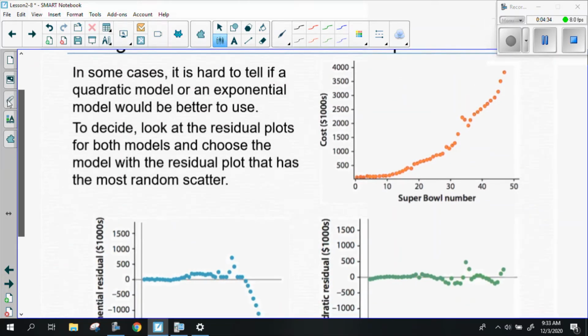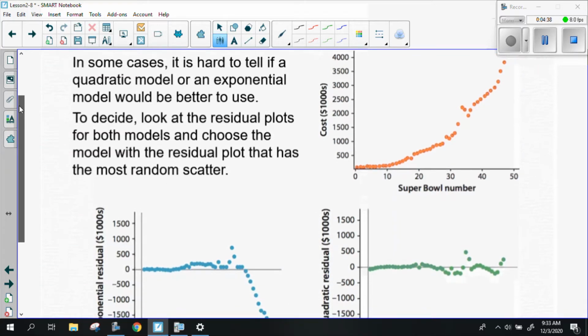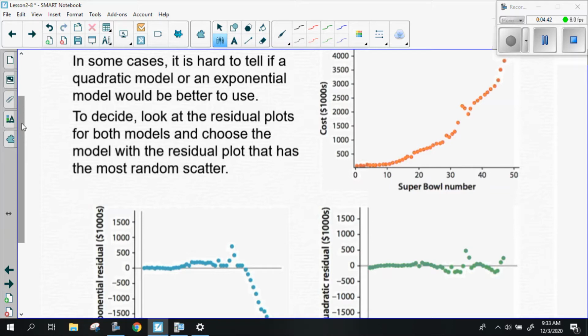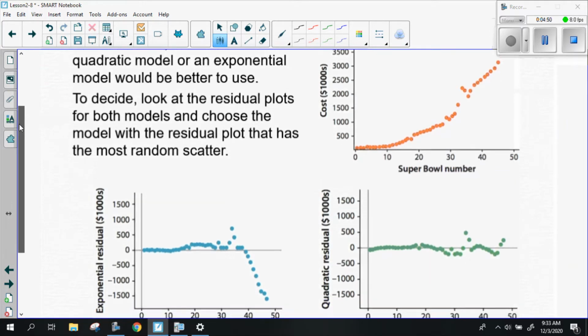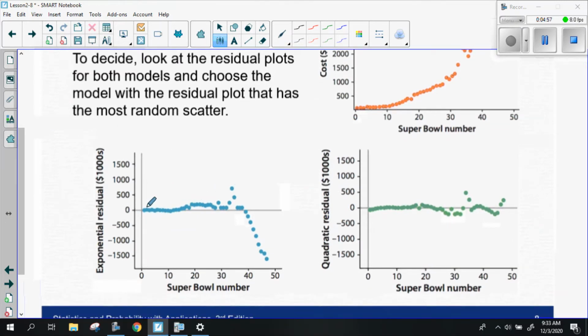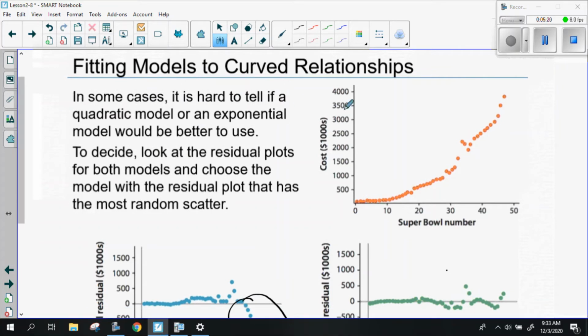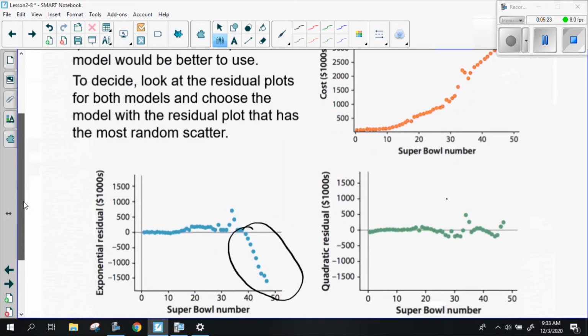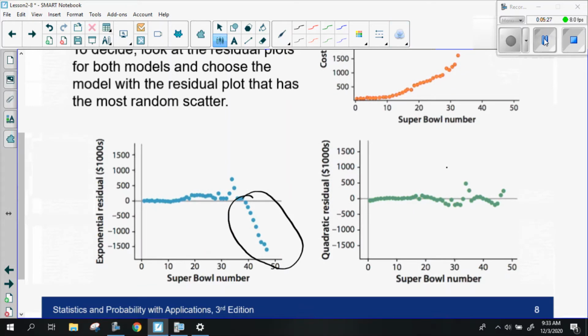Sometimes it is actually hard to tell whether you would use a quadratic or an exponential model in order to model something. And so what you'll have to do is look at a residual plot. You'll see that on this exponential residual plot, you have all of these points down here that are really creating a pattern. But if you look at the quadratic residual plot, you'll see that there's not too much deviation from the pattern here, which makes us believe that this is actually going to follow a quadratic relationship. It's going to be better modeled with a quadratic relationship.